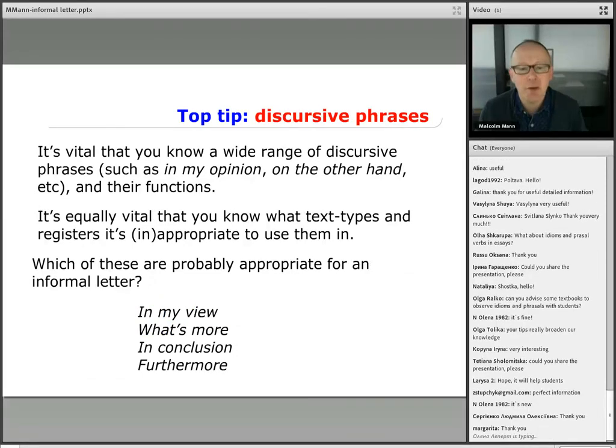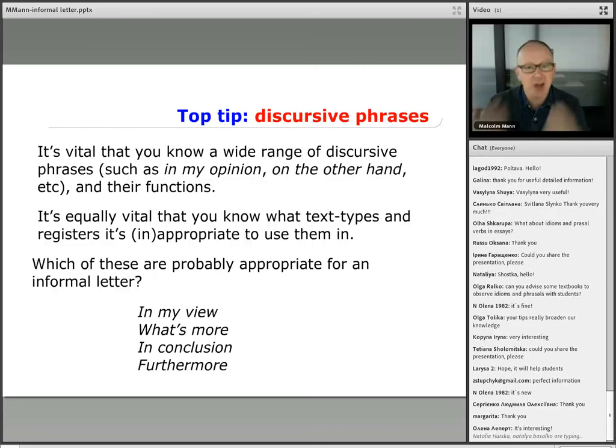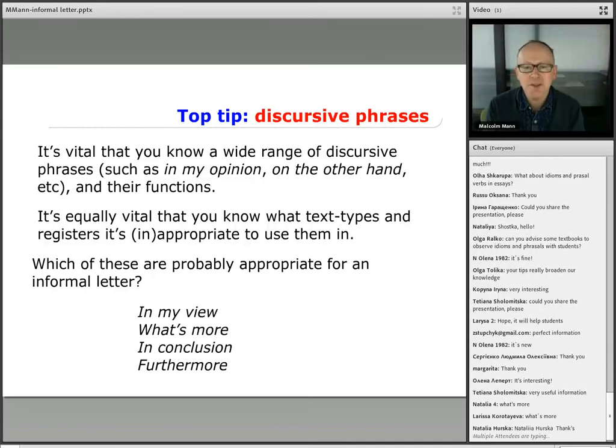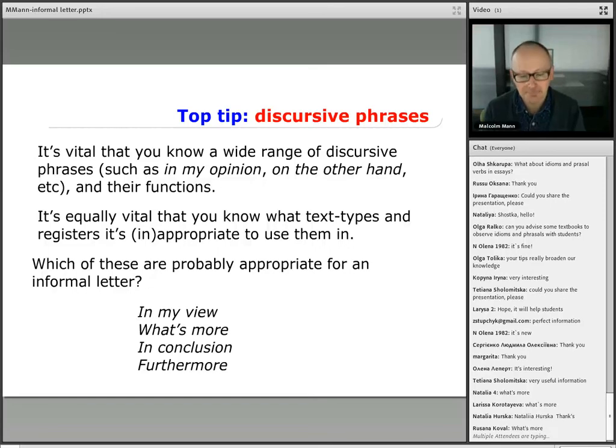Discursive phrases, very, very important for our students to know, for essays and articles and reviews and letters and whatever, but they need to know when they can use them and when they can't. So here's a little question for you. We've got four discursive phrases: in my view, what's more, in conclusion, and furthermore. Which of those could students use in an informal letter?